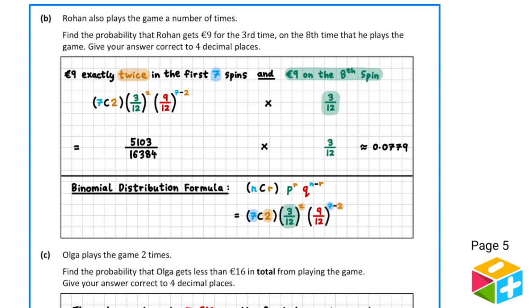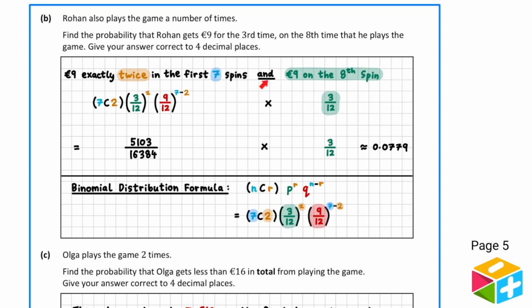Q is the probability that your event does not occur on an individual trial. We'll always have Q equal to 1 minus P. Here, Q is equal to 1 minus 3 over 12, which is 9 over 12. So, after subbing in, we get 7 choose 2 times 3 over 12 to the power of 2 times 9 over 12 to the power of 7 minus 2. When we type this into our calculator, we get 5103 over 16384.